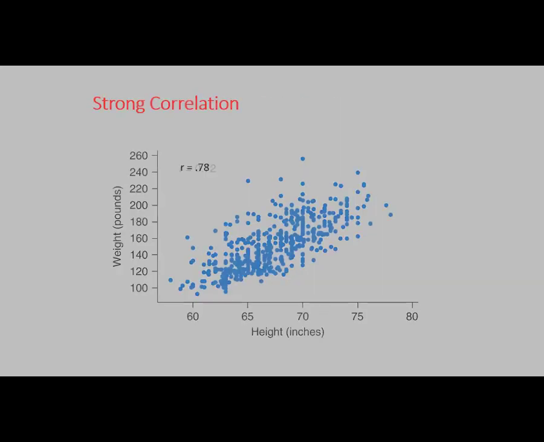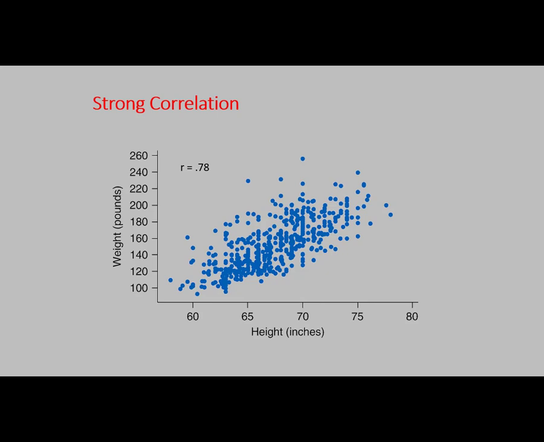In addition to showing the direction of a relationship, a scatter plot can also depict its strength. The points here are packed fairly tightly together, and if we drew a line through them, the distance between that line and all the other points would be relatively small.